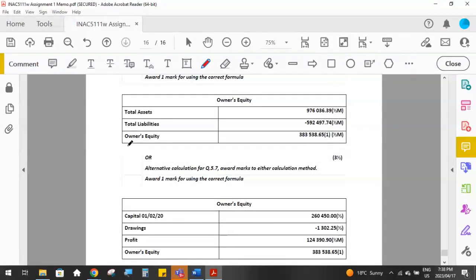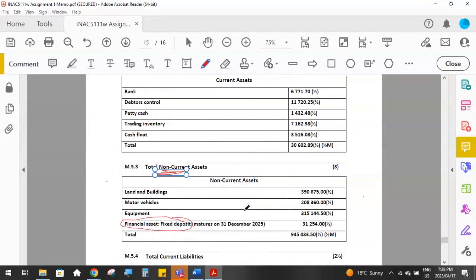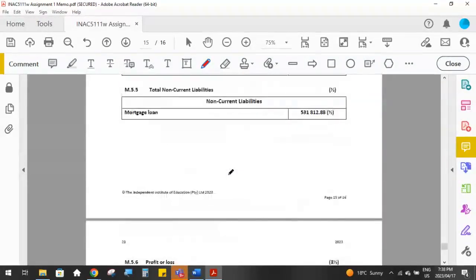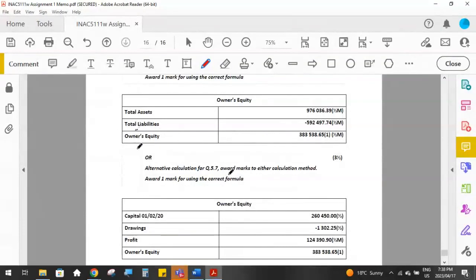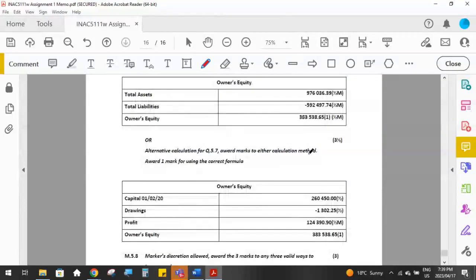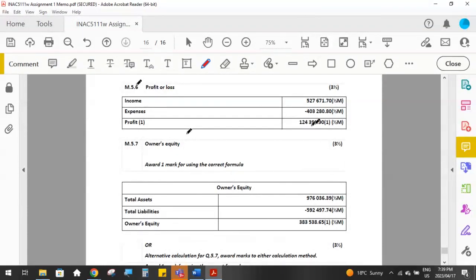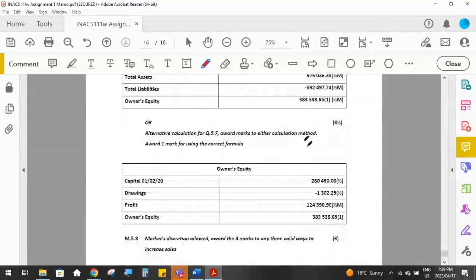And then owner's equity, two different formulas you could have used. Total assets minus total liabilities equals owner's equity. So again, you had to use your answers from these questions here. Total assets is current plus non-current, minus total liabilities, which is current plus non-current, equals owner's equity. Or you could have said the capital account minus the drawings for the year plus my profit for the year, and that would have had to be your answer from 5.6. Capital minus drawings plus profit, you can see there, gives the same answer. If you had said assets minus liabilities equals owner's equity, or capital minus drawings plus profit equals owner's equity, you would have got the same answer.